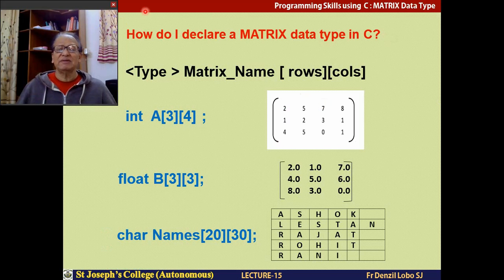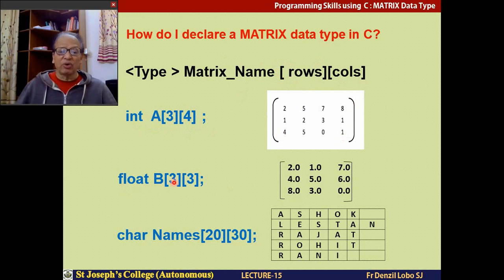Therefore, the first question again: how do I declare a matrix data type in C? We give the type here, which may be integer, float, character, whatever it is, then the matrix name followed by the number of rows and number of columns. For example, here int A within square brackets. Please remember, the sizes have to be within square brackets. You say 3 cross 4, which means there are 3 rows and 4 columns into which you can insert numbers.